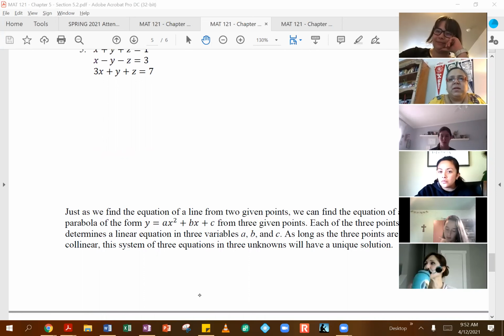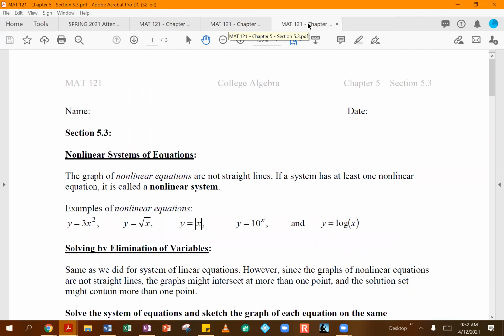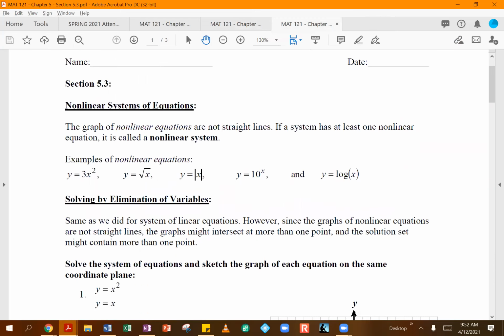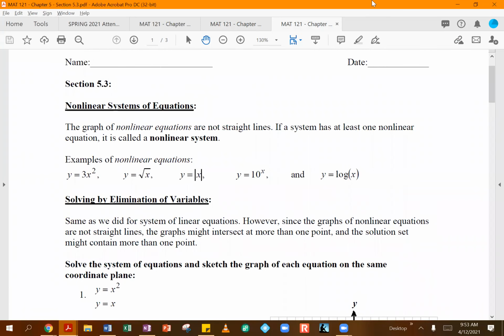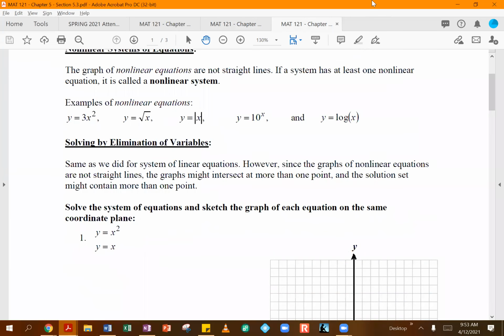Yeah, all right, wonderful. All right, guys, so that brings us to our last section in chapter 5, since this is a smaller chapter. This one over here, as you can see, we are getting into nonlinear systems of equations. Of course, nonlinear means, when you try to graph these equations, you're not going to get a straight line. So some examples of nonlinear equations can be a parabola, a square root function. You can, of course, have the absolute value function, and your exponential and logarithmic functions can also be part of the nonlinear system of equations.